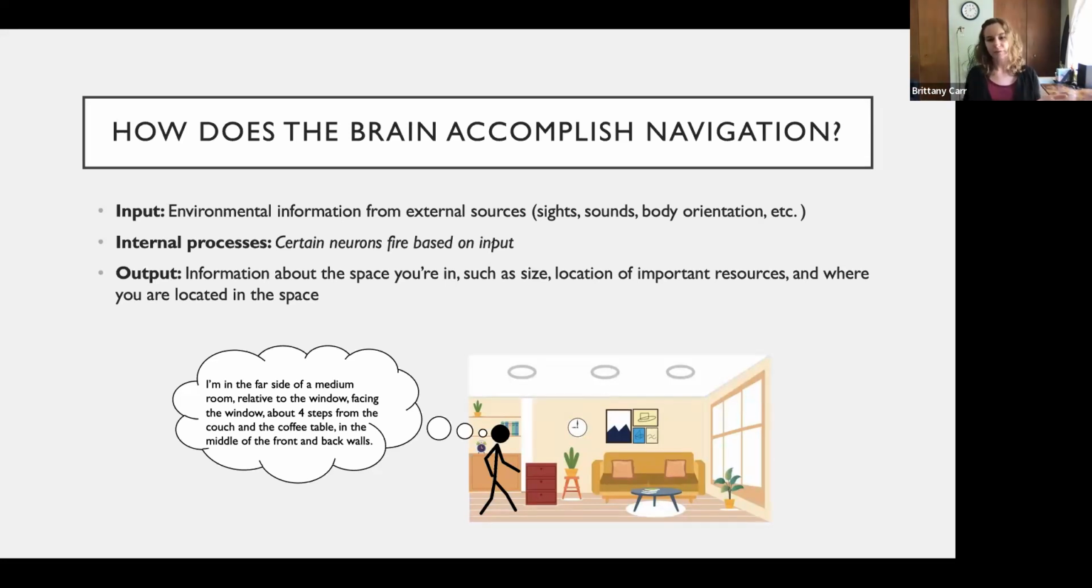So in the picture that we have below, right, our stick figure says that I'm in the far side of a medium-sized room relative to the window, facing the window about 4 steps from the couch and coffee table, in the middle of the front and back walls. Right, so very rarely do you actually think about all of that verbatim. Instead, you kind of just know where you are in space and where you need to get to go.